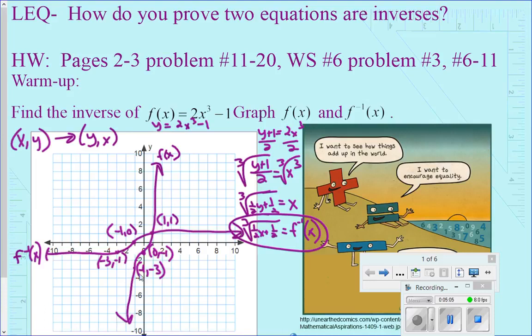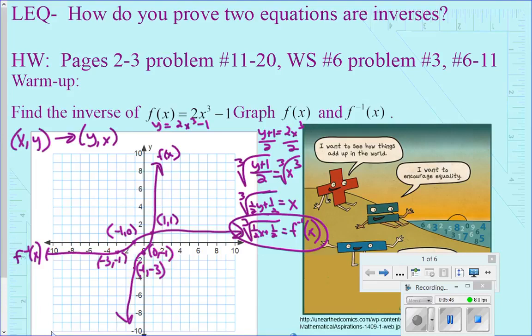Instead, what you probably should do is graph the original and then take those points and flip them and plot those flipped points. You'll be able to tell by visualizing flipping that graph across the line y equals x what the inverse graph is going to look like. So get the inverse graph from flipping, then find the equation for the inverse, and then you can check that your inverse equation matches your inverse graph. That way, if you make a mistake finding the inverse equation, your inverse graph and your original graph are still correct.